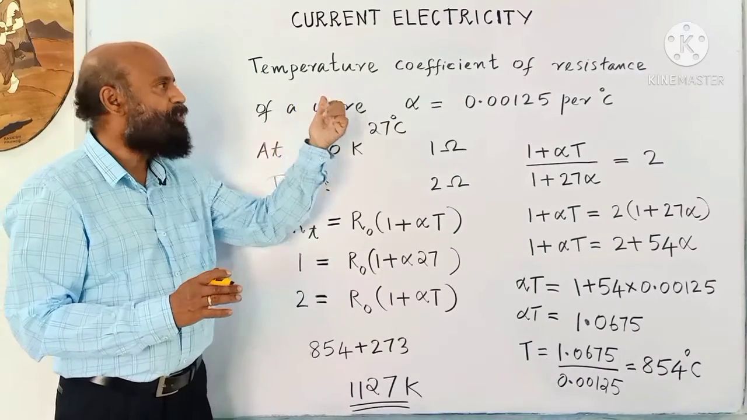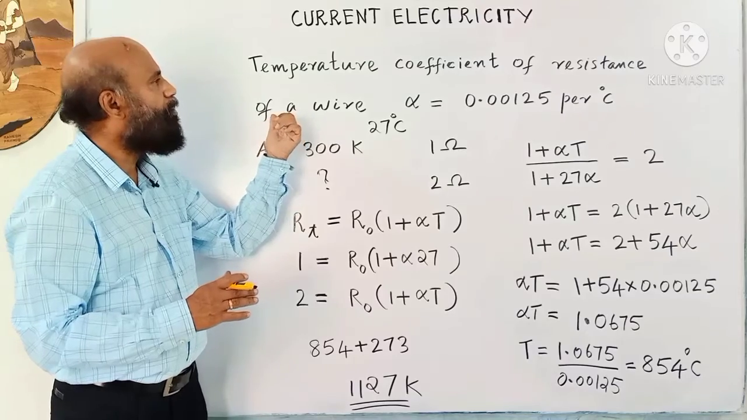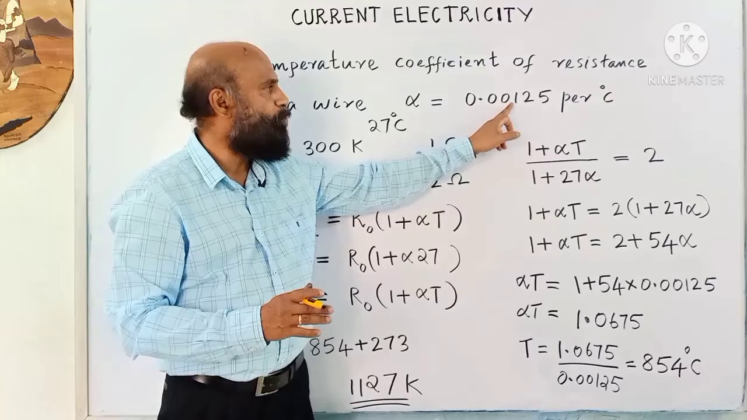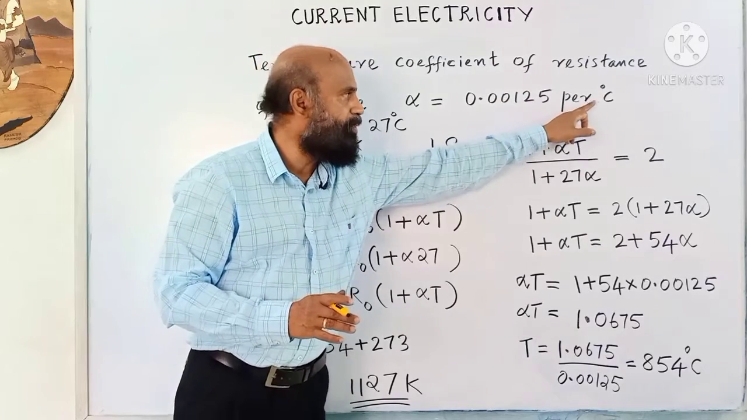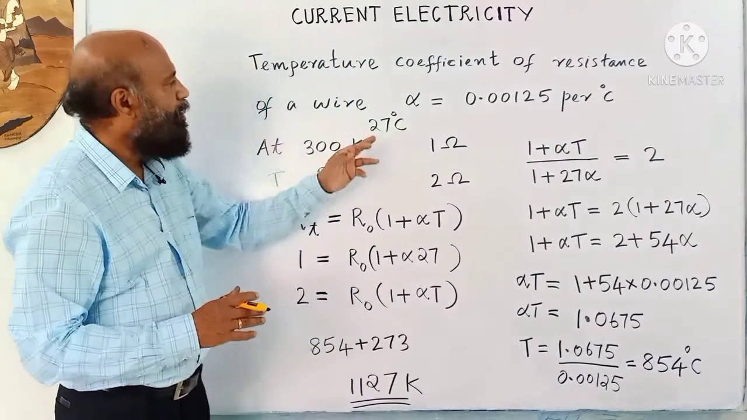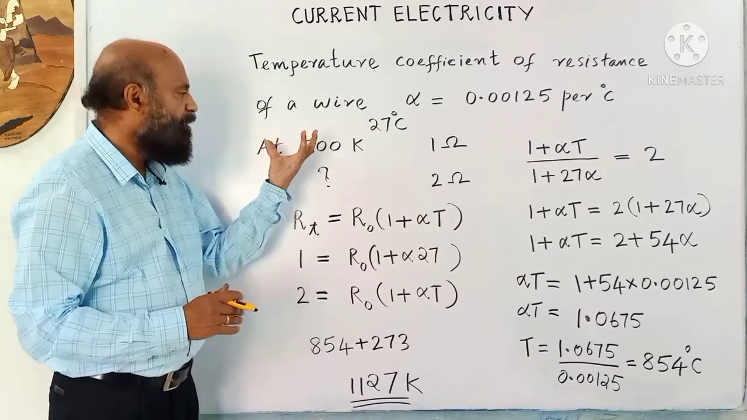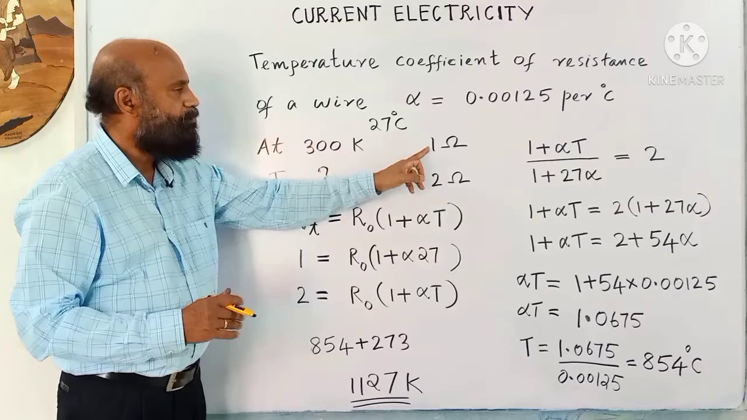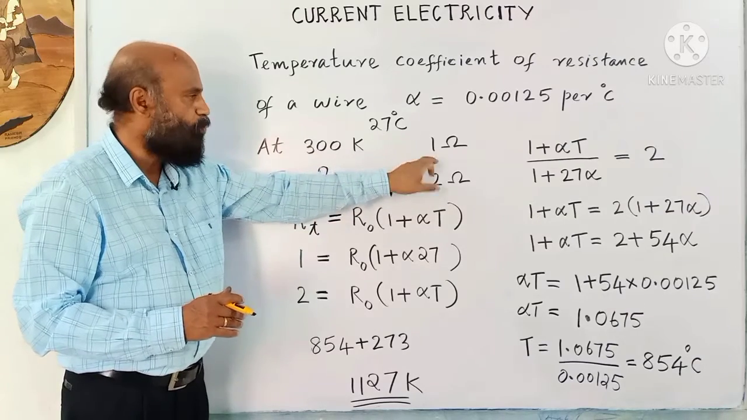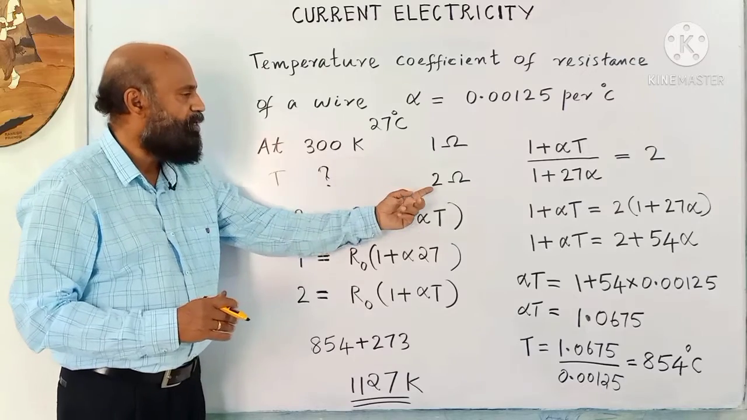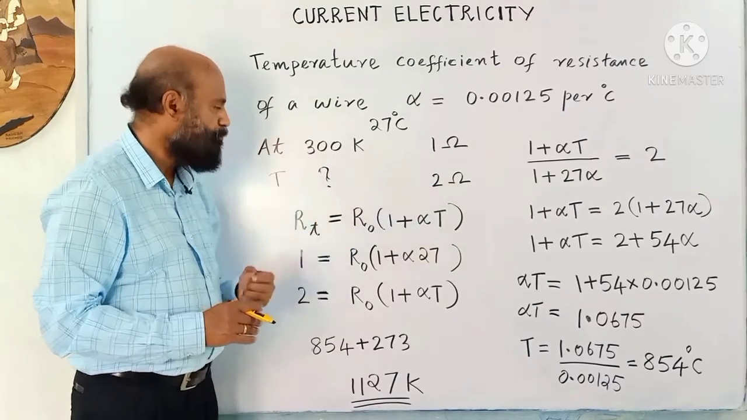In this problem, temperature coefficient of resistance of a wire is given to be 0.00125 per degree Celsius. It is represented by alpha. At 300 Kelvin, resistance of the wire is 1 ohm. You have to find out the temperature at which it will become 2 ohm.